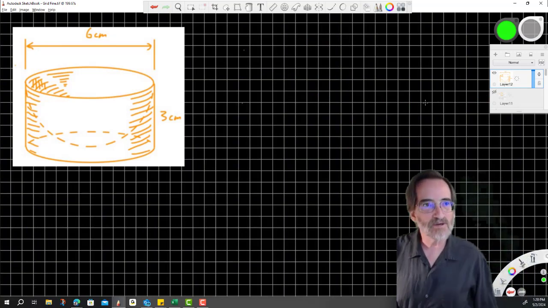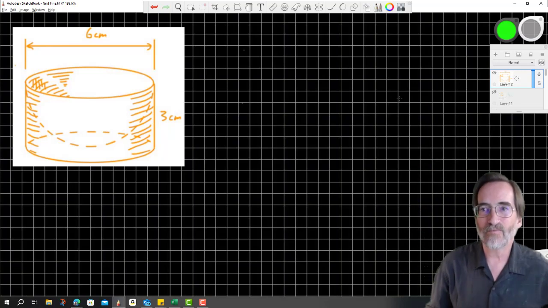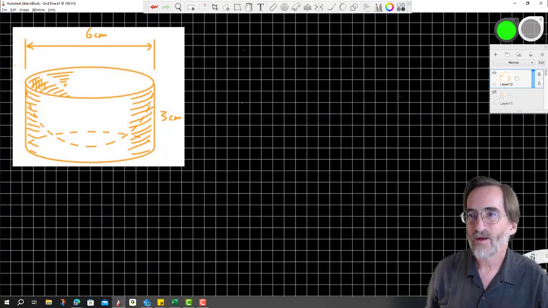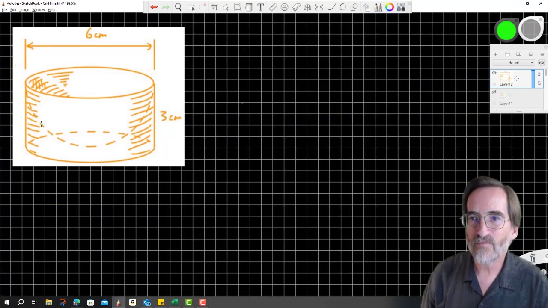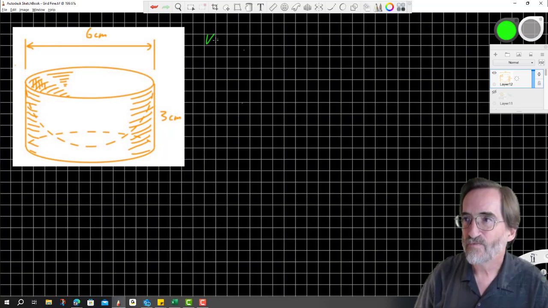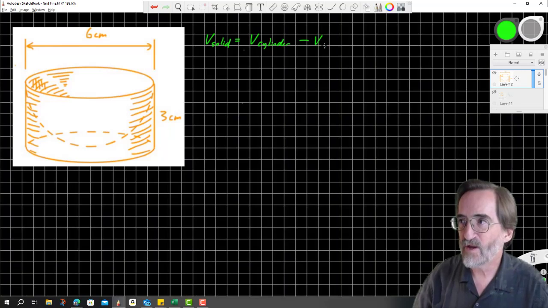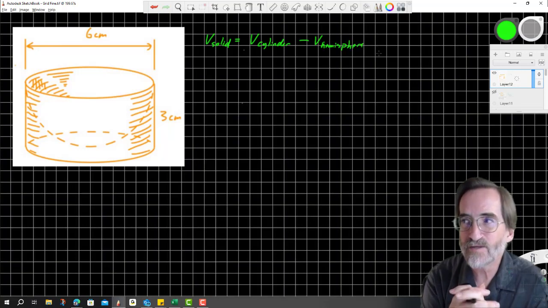With a spherical opening in it, right? Okay, and so we're to find the volume of the mug without the sphere carved out of it. The volume of the solid. All right. So the volume of the solid, just going to call it a solid because there's no other good name for it, is the volume of the cylinder minus the volume of the hemisphere. Okay, let's see if we can break that down.